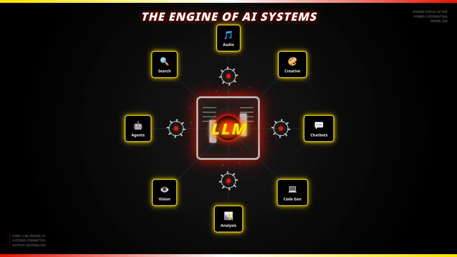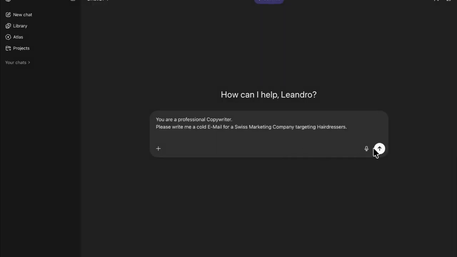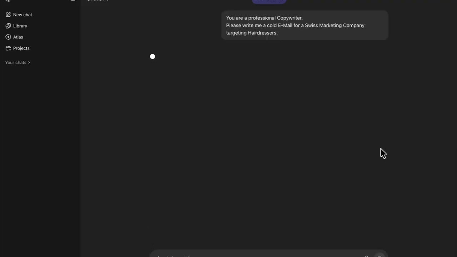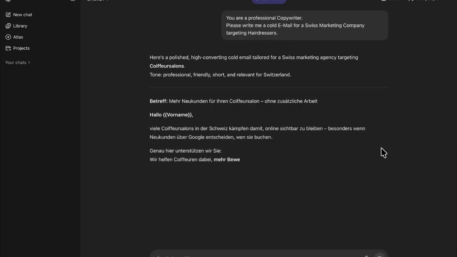A real world example would be if you ask ChatGPT to write you a cold email. The reason it can do that is because the LLM behind it has learned how humans write emails, not because it memorized them, but because it learned the patterns.